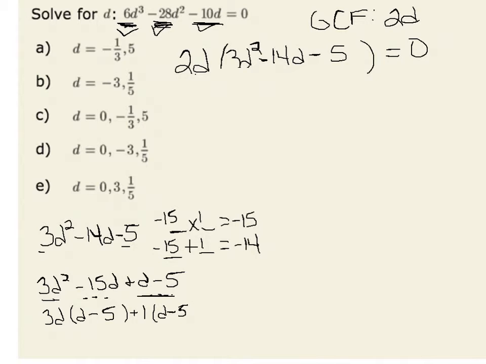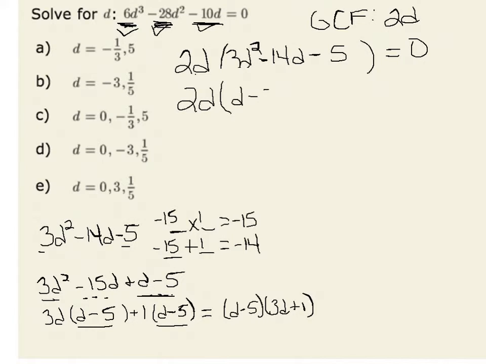Now, as I look at this, I can see that both terms have a common factor of d minus 5, which means that 3d squared minus 14d minus 5 factors into d minus 5 times 3d plus 1. Going back to my original equation, I now have my left-hand side equivalent to 2 times d minus 5 times 3d plus 1, and that is equal to 0.